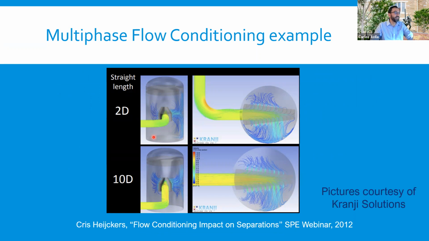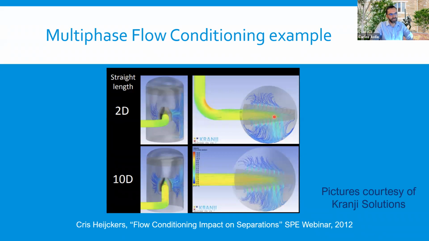So here's an example of what I'm talking about with multiphase flow conditioning. Here's a study where they did some CFD simulations of a separator with two inlet geometries. One had 2 pipe diameters of straight pipe ahead of the separator. One had 10 pipe diameters ahead of the separator. And this is the side view, and this is the top view. And you can see that the inlet that had only 2 pipe diameters after this elbow, the fluids enter this inlet vane distributor that is supposed to help you maximize the residence time and the efficiency inside the vessel.